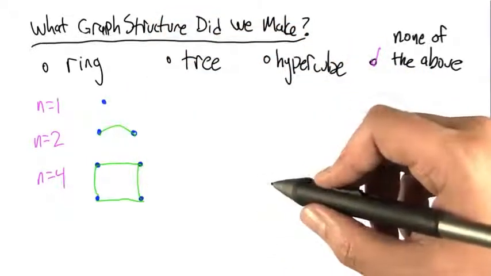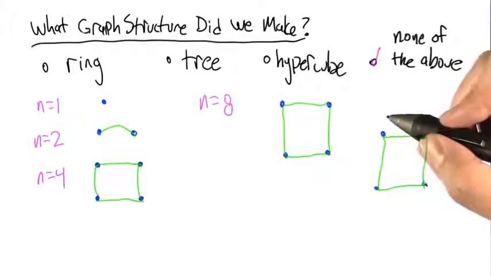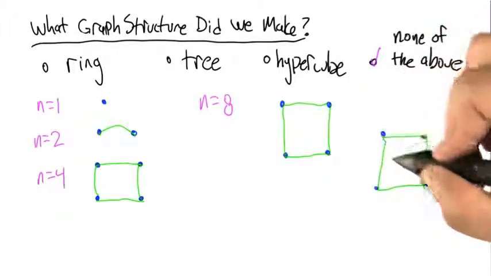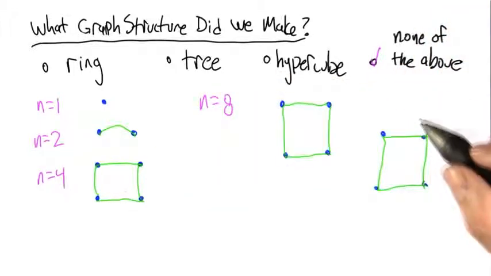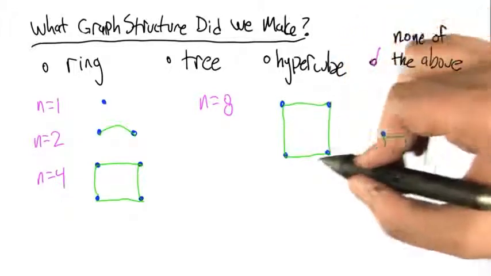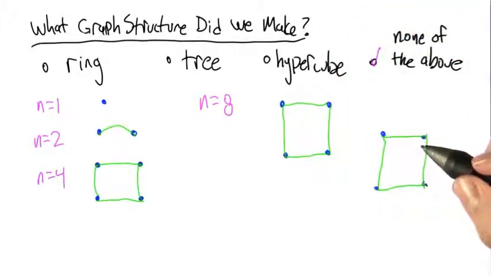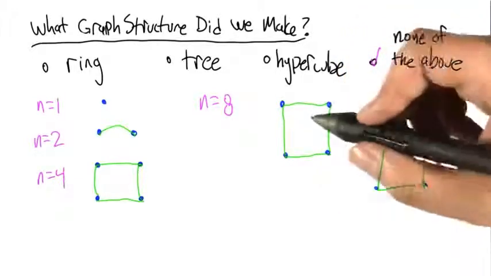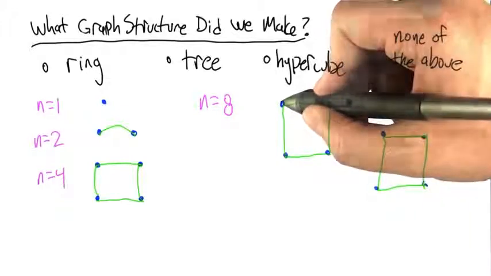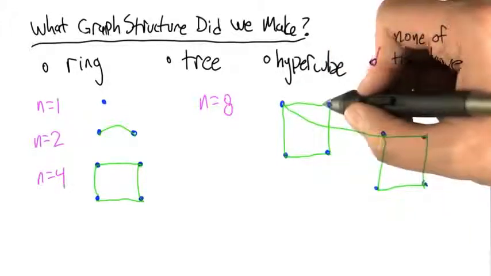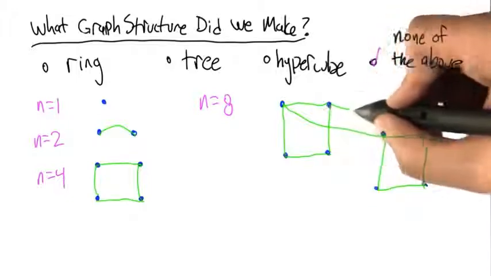All right, let's move up to n equals 8. So in the n equals 8 case, we first generate two n equals 4 graphs, which we know what they look like from before. Then we arbitrarily order these nodes in the two different graphs and connect up the corresponding nodes. So this is where it gets sort of weird. So in a normal hypercube, we would connect this corner, this corner, this corner. So let's start off that way.